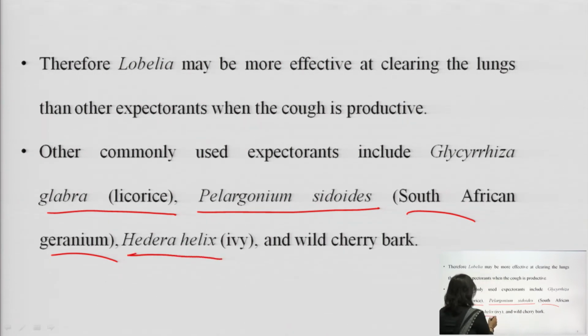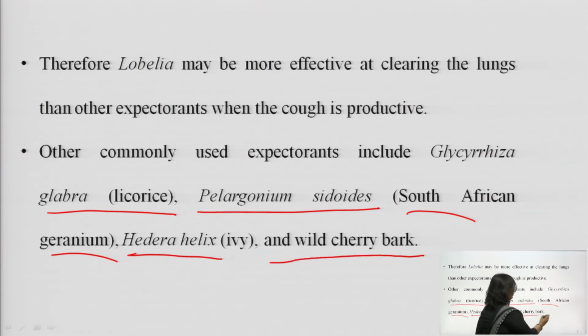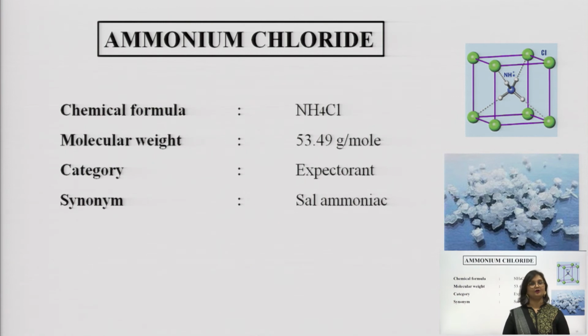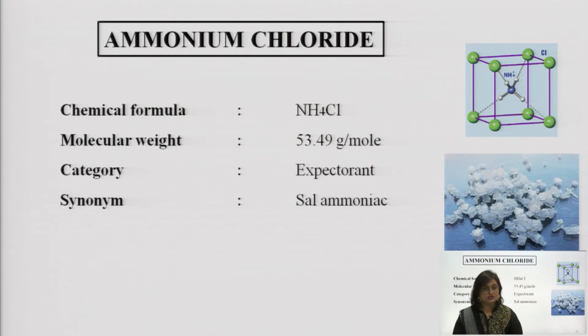Next, we have Hedera helix, also known as ivy, and wild cherry bark. These are the botanical expectorants. Now, moving on further, we will be discussing examples of expectorants which have been mentioned in your syllabus. Your syllabus expects us to understand two major expectorants, which are potassium iodide and ammonium chloride.